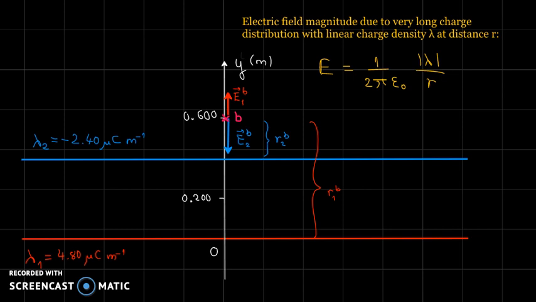Again, I labeled the distances R2B and R1B. R2B is equal to 0.200 meters. Now R1B, which is the distance from charge distribution 1 all the way to point B, is equal to 0.600 meters. Now let's go ahead and set up our equation. It's going to be very similar, except that vector E2 will have a negative sign.